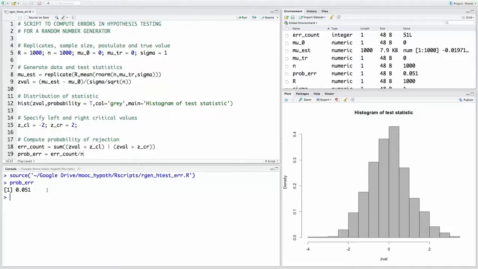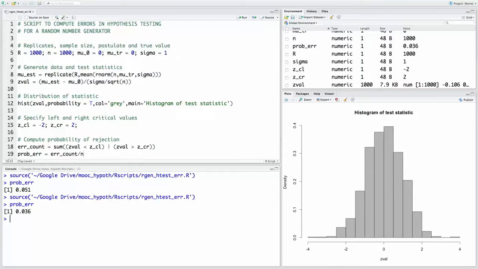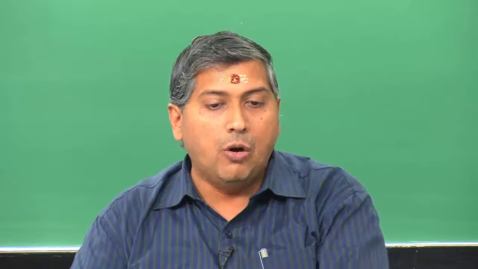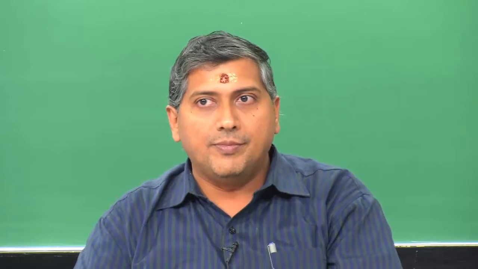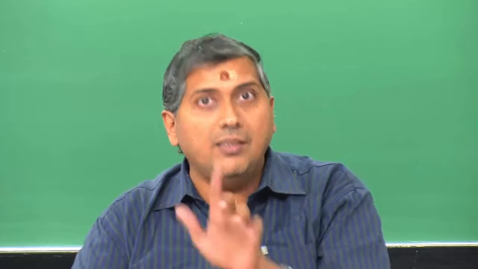In fact, if I run this again, I will get a slightly different probability. That is because you are dealing with a different set of 1000 realizations and so on. But the point is the probability of making a mistake, what kind of mistake? Rejecting H naught when it is true. That is saying that no, this random number generator is not giving me numbers from a mean 0, although it claims so, is very low. Rejecting that is very low, but there is a chance of rejecting it.